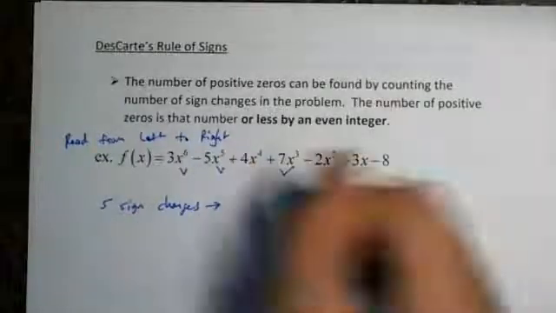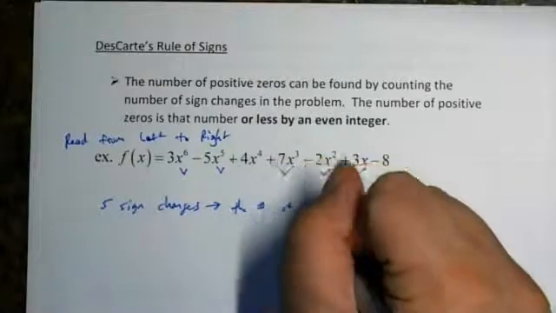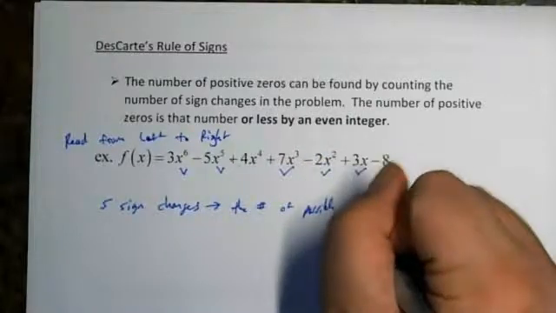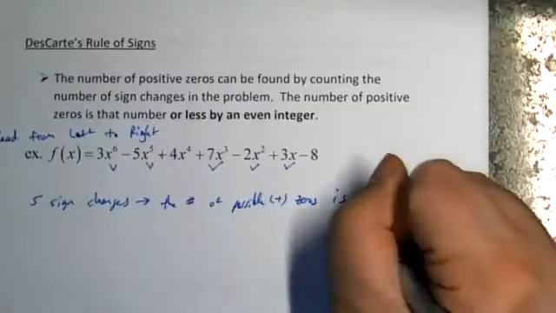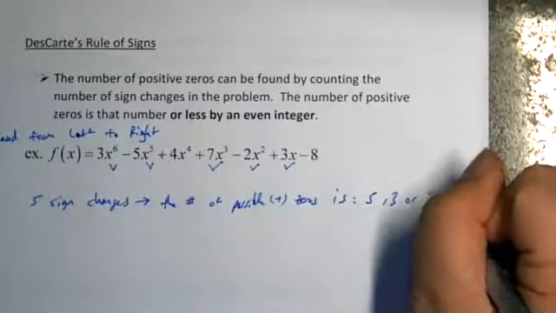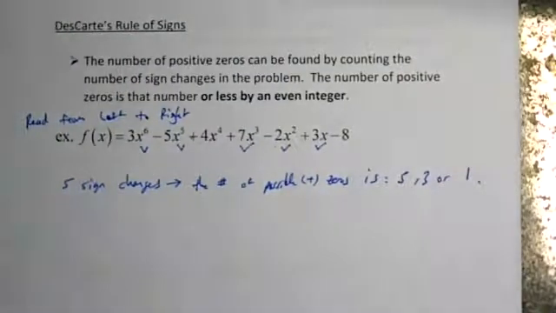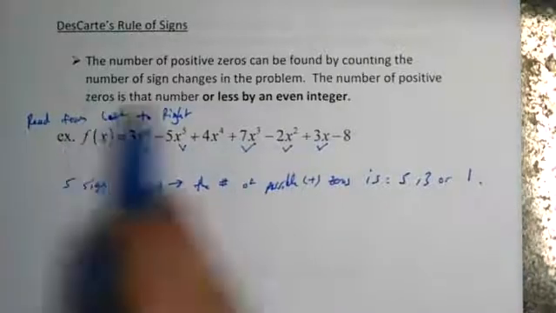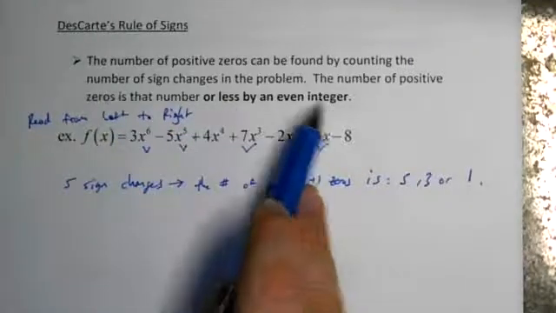What that means is the number of possible positive zeros is 5, 3, or 1. Can you guess what the most common mistake is students make when I ask this question? The number of positive zeros is that number or less by an even integer. They forget this part.